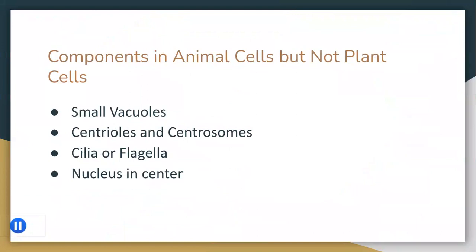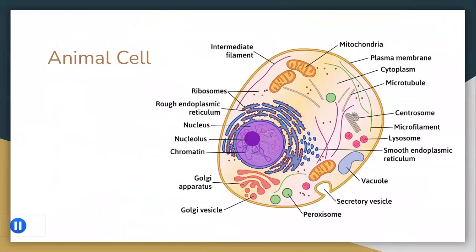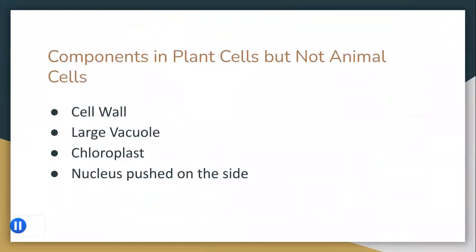Components in animal cells but not plant cells. They have smaller vacuoles, they have centrioles and centrosomes, they have cilia or flagella as well compared to a plant cell, and the nucleus is in the center. And I will go back. And this picture is not pushed as far off into the side, it's more in the middle, and that goes back to them not having a cell wall. Everything's kind of pushed in the middle, but it is clear that this one is more in the center than the plant cell.